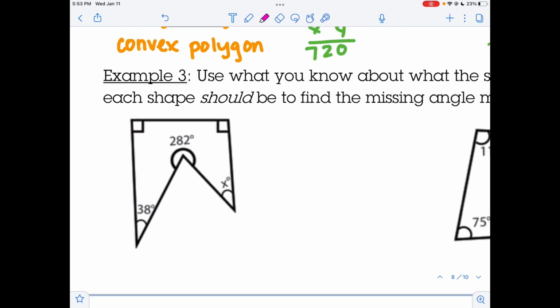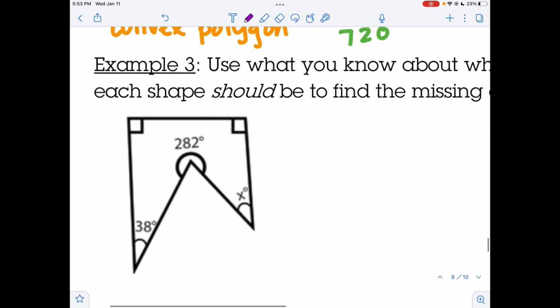So if we look at this one, now we could count up the sides. There's 1, 2, 3, 4, 5 sides. So if you've already done a problem that had a pentagon in it and you already know how much the 5-sided angles should add up to, then you're good. You can just start with that. But we didn't do 5. So we're going to look at our diagonals.